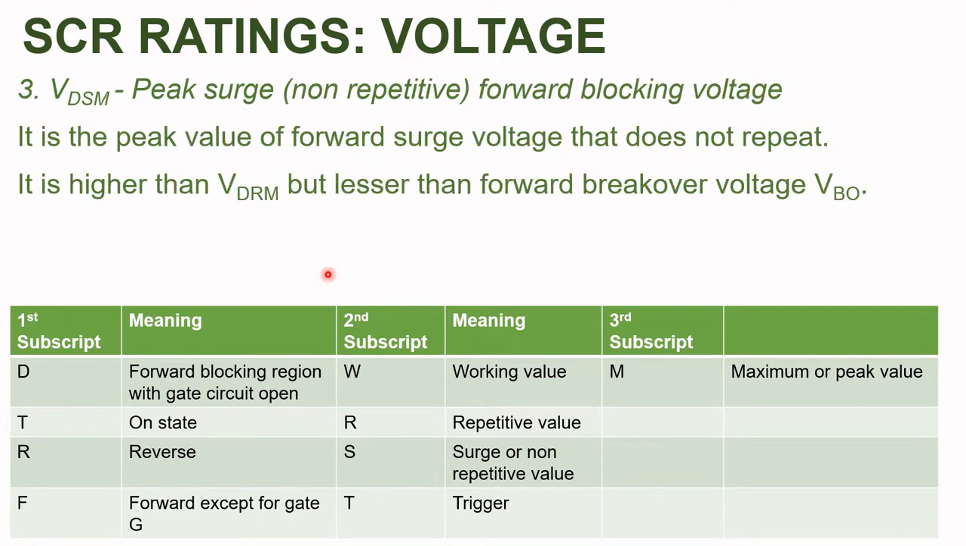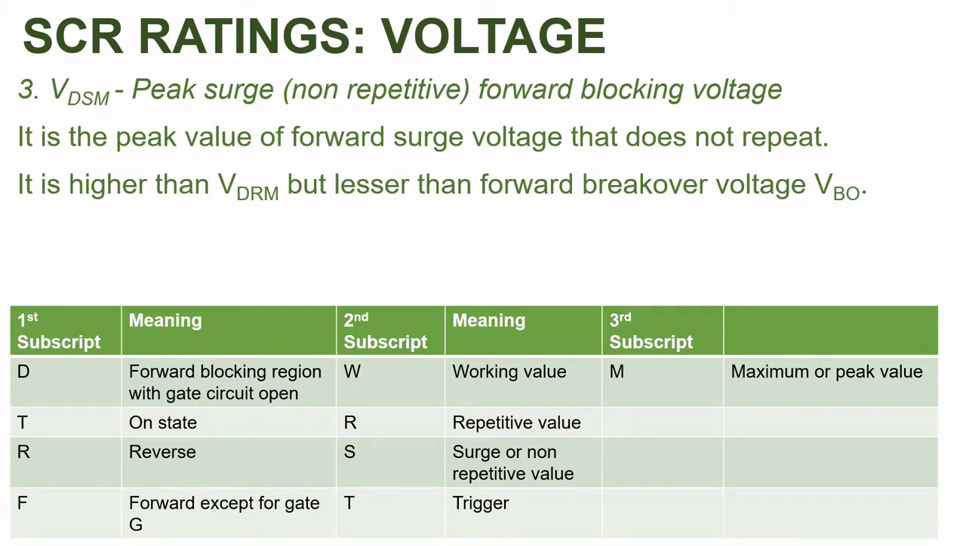Third is peak surge forward blocking voltage. This rating is given by VDSM. D again for forward blocking region, M is for peak value, and S is for the surge value, which is non-repetitive type.